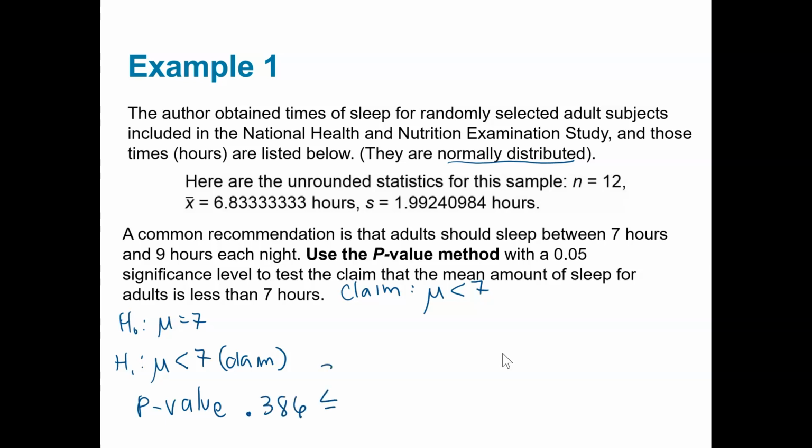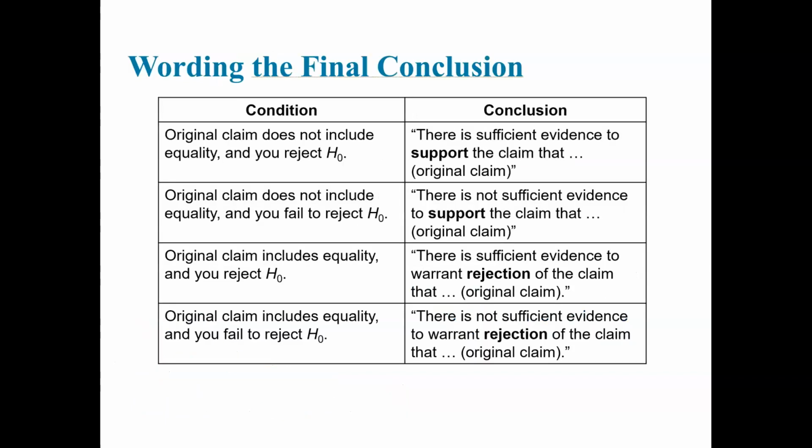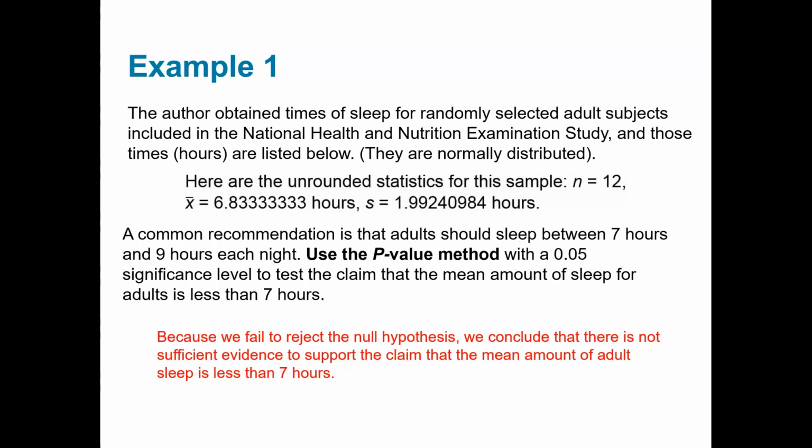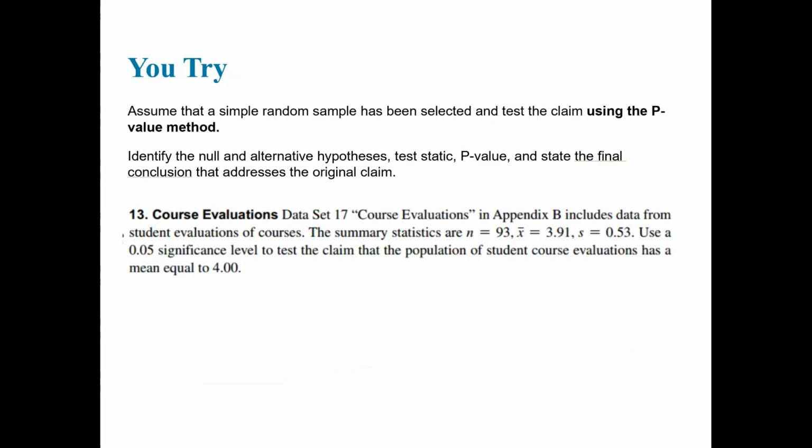And so is it less than or equal to our significance level? It is not. So we would fail to reject the null hypothesis. And we would go to our table to help us remember how to do it. Our original claim did not include equality. And we failed to reject, so we would use this language here. And so we conclude there is not sufficient evidence to support the claim that the mean amount of adult sleep is less than 7 hours. Go ahead and give this one a try. Press play when you're ready to see the solution.